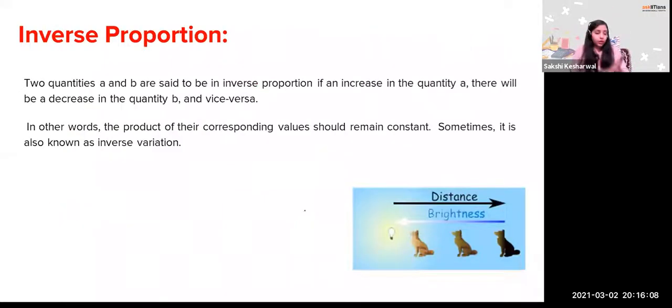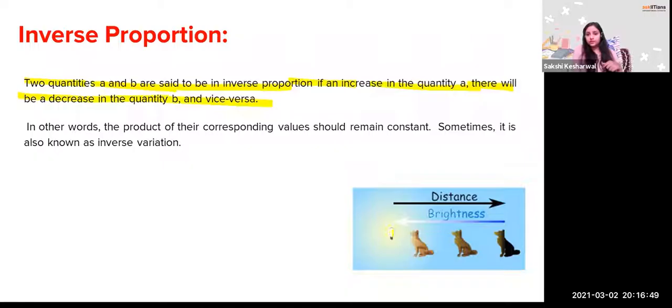Now, what do you mean by inverse proportion? When you have two quantities, if one quantity is increasing, the other is decreasing. It's not like direct proportion, where both are increasing or both are decreasing. Here one is increasing, the other decreasing. So this is known as the inverse proportion. Two quantities A and B are said to be in inverse proportion if an increase in the quantity A causes a decrease in the quantity B and vice versa.